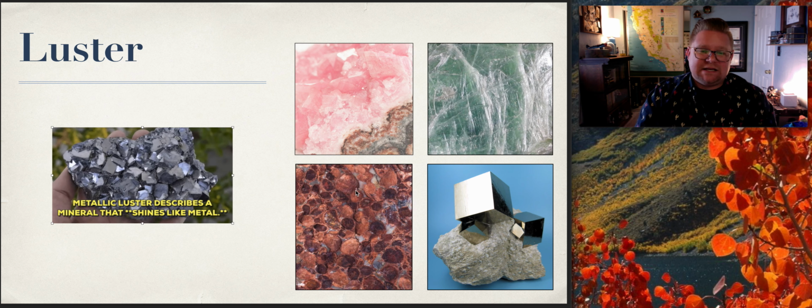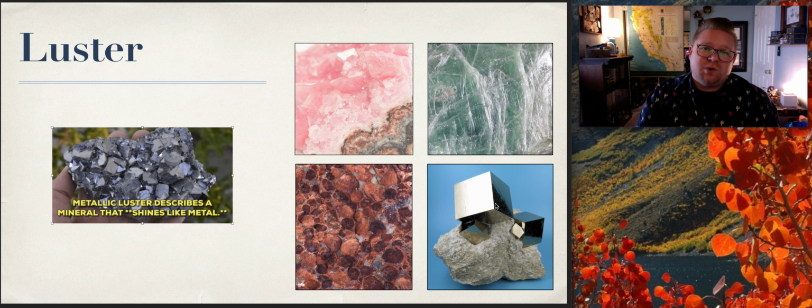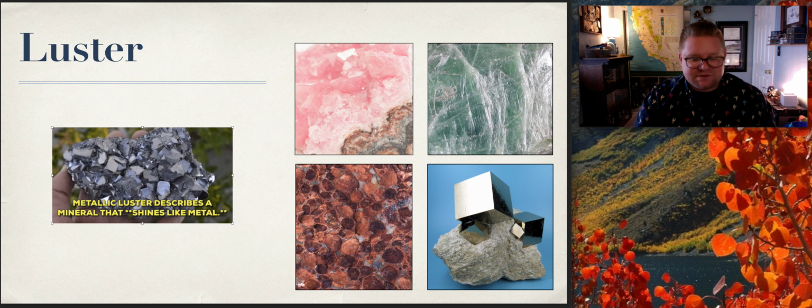Bauxite. Bauxite is a mineral that when melted down will create aluminum. This one here, look at this perfect square. This is pyrite or fool's gold. So this is very metallic in its luster. So that's some examples of luster there.